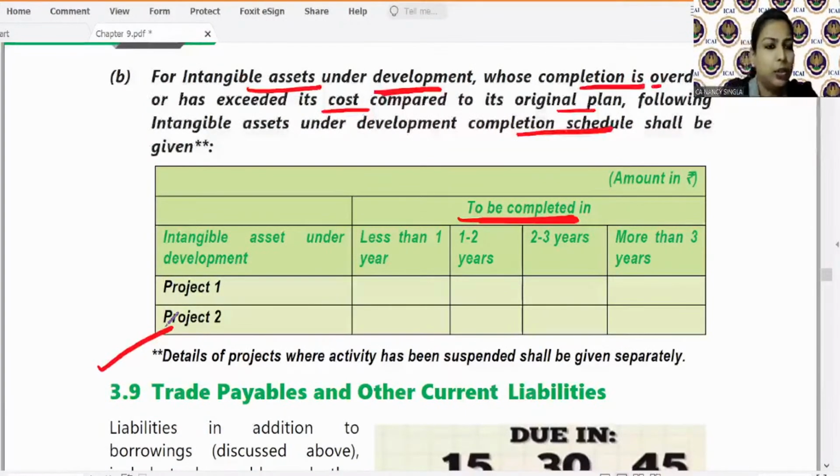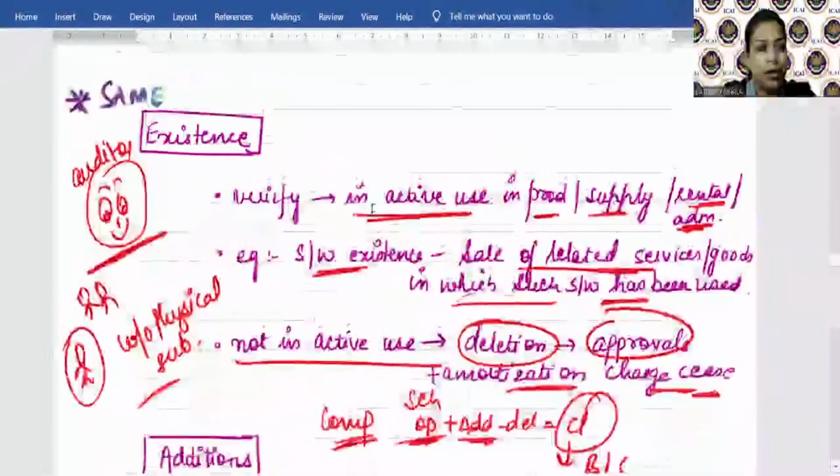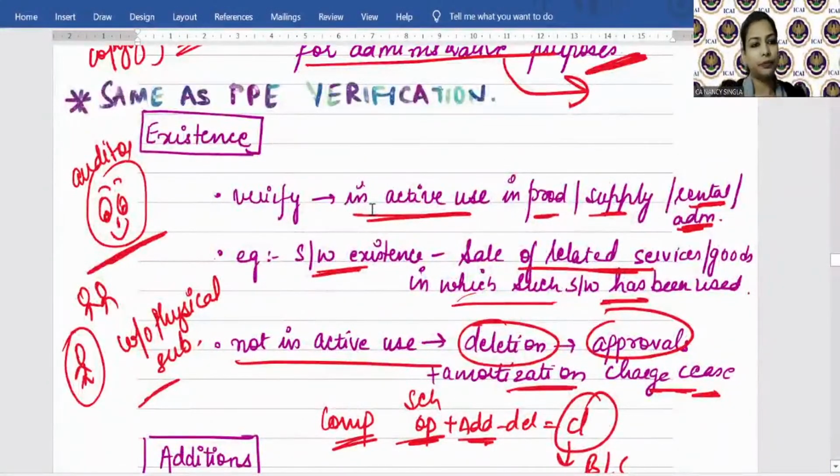Okay. So what are the differences? See, on the sheet here I have mentioned only the differences. Physical verification cannot happen. So whether it is in active use, right? Whether, for example, if it is software, whether that product has been sold. If it is not in active use then deletion, this is the same.